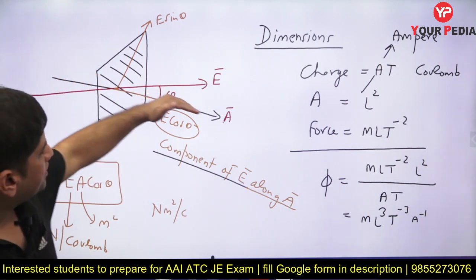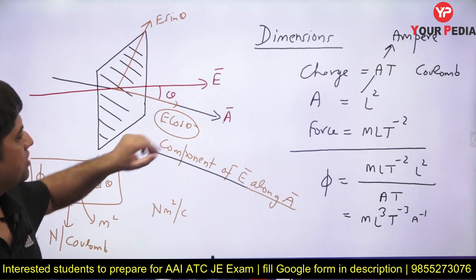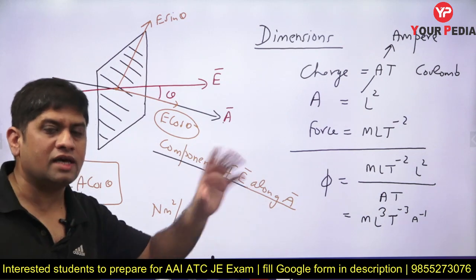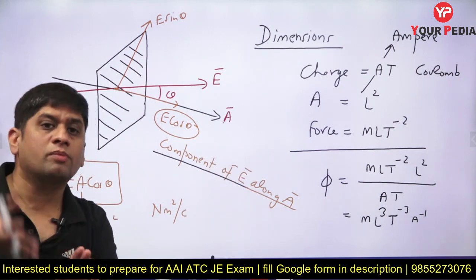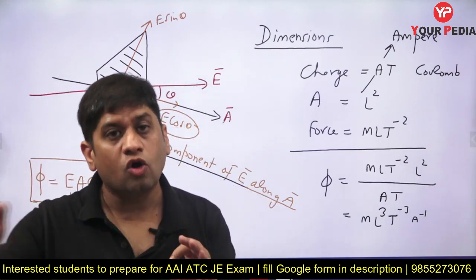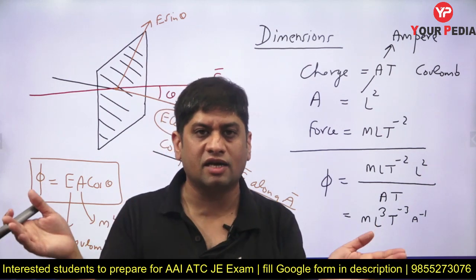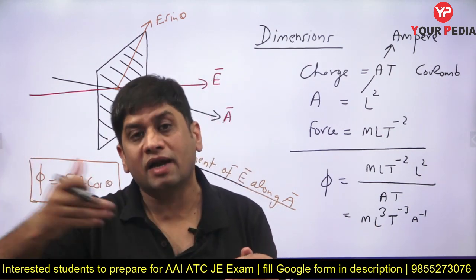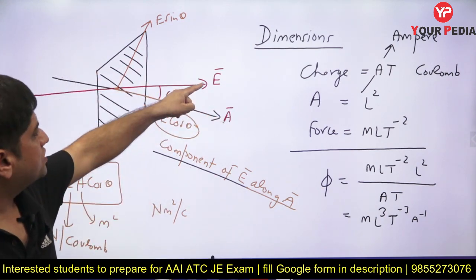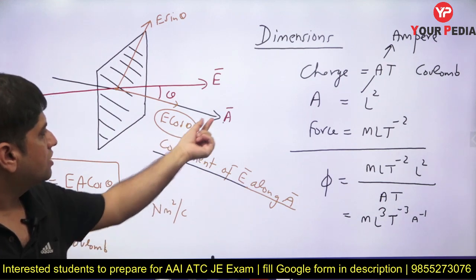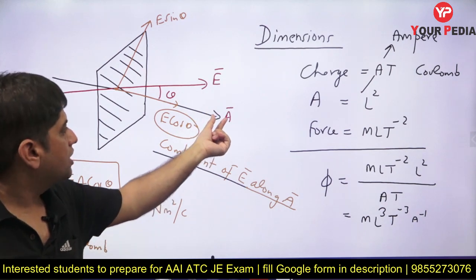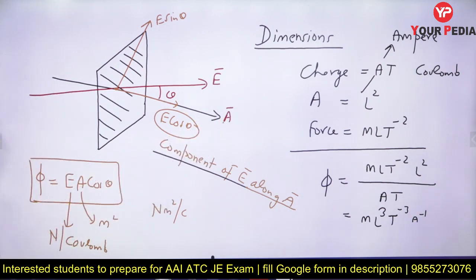When I resolve it in the direction of the area vector, that component is E cos theta. So this E cos theta is a component of electric field along the area vector or perpendicular to the plane of the surface. Listen carefully. Either I can say along the area vector or perpendicular to the plane of the surface. Why do I say that? Because the area vector is perpendicular to the plane of the surface. So if this is the plane of the surface, perpendicular to that is the area vector. Which component is along A? E cos theta. So that component of E which is along the area vector, or perpendicular to the plane of the surface, into area gives me the electric flux.